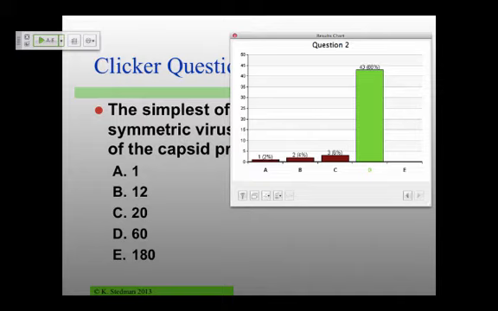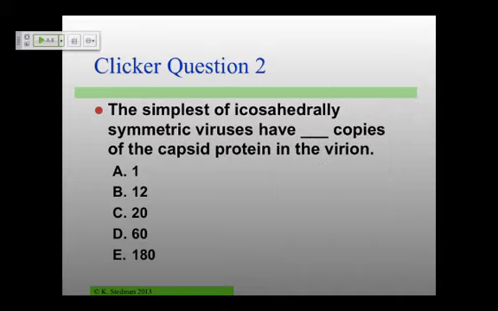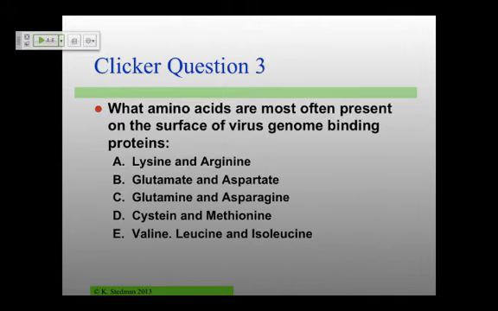Okay, where do we go? Hide results. So our last clicker question for today is not icosahedral symmetry. What amino acids are most often present on the surface of virus genome binding proteins? Lysine and arginine, glutamate and aspartate, glutamine and asparagine, cysteine, methionine, valine, leucine, and isoleucine. And yes, that should be a comma.